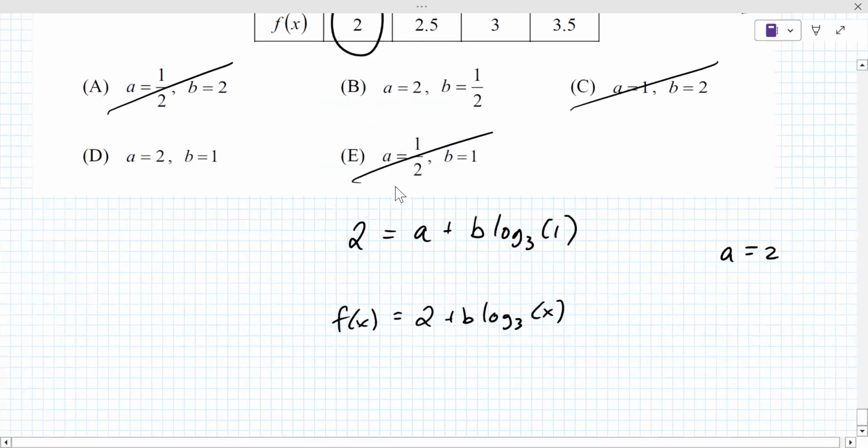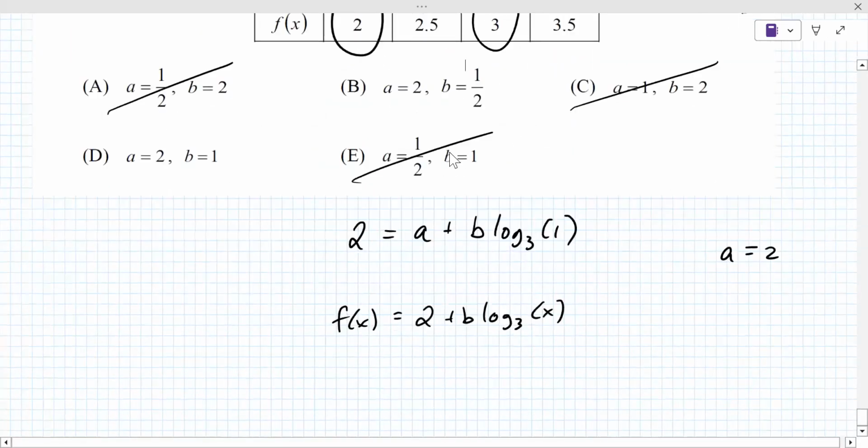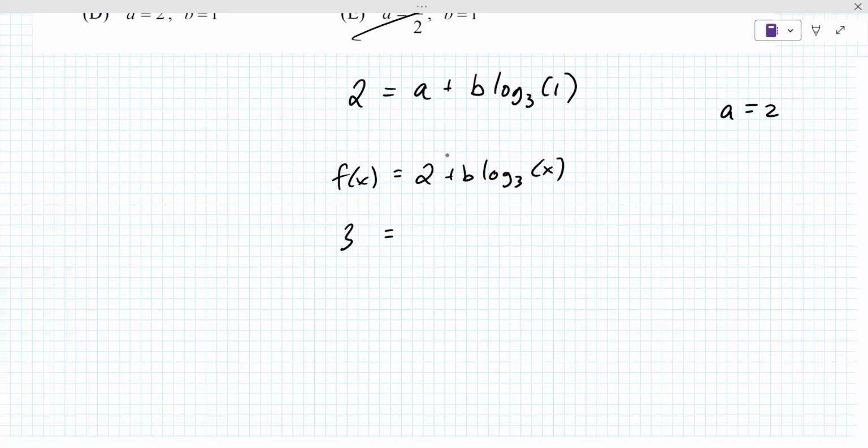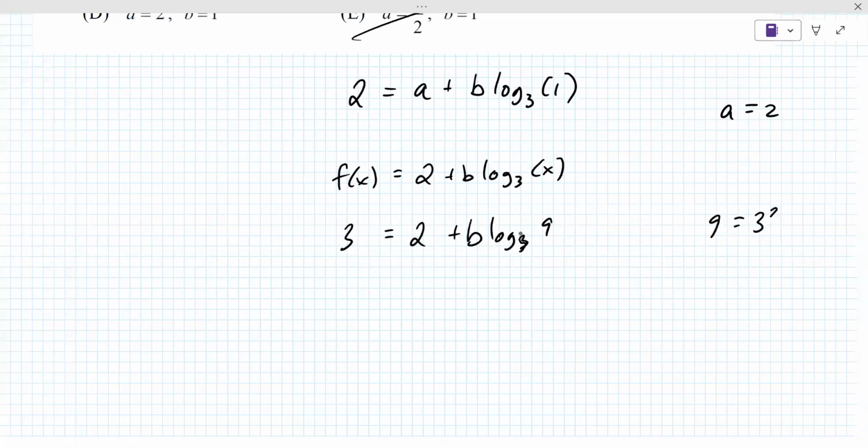And you choose any value. I kind of like whole numbers. I'm probably going to go with that one. So 3 equals 2 plus b log base 3 of 9. But here you have to remember, how do I figure out log base 3 of 9? You can go to the calculator, or remember that 9 is 3 squared. So 3 equals 2 plus b log base 3 of 3 squared.